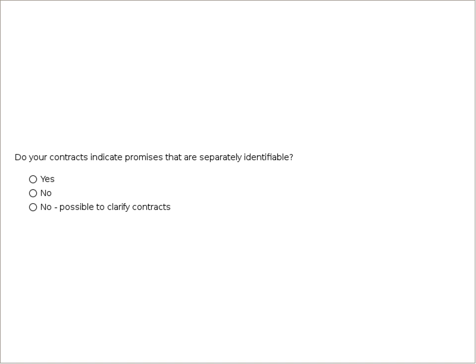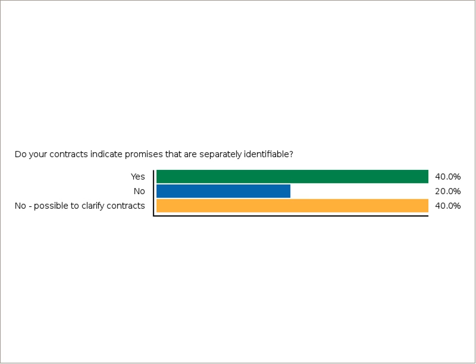We now have our next question. Do your contracts indicate promises that are separately identifiable? Yes, no, not possible to clarify contracts. Can I look at those results again? So, do your contracts indicate promises that are separately identifiable? In this situation, it looks like you are starting to assess that, and you do realize that there are going to be multiple items there.